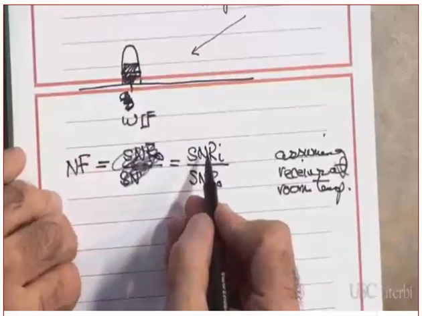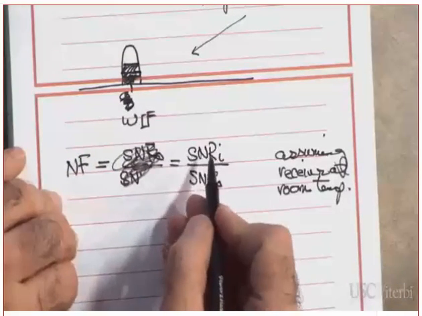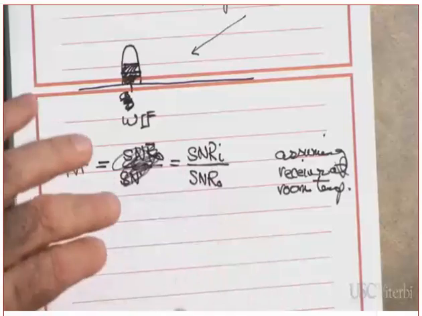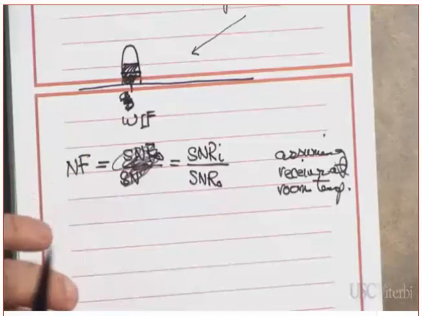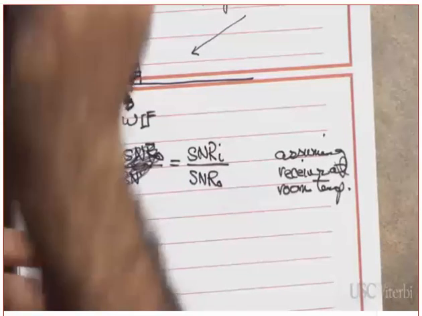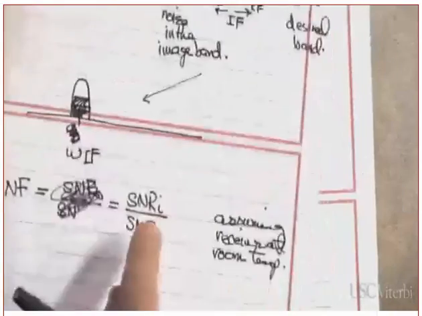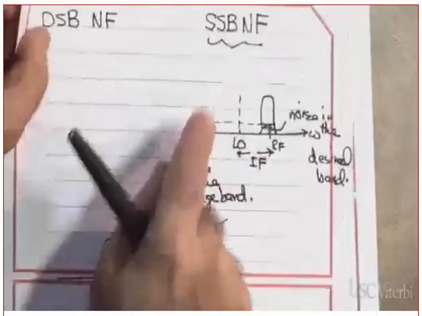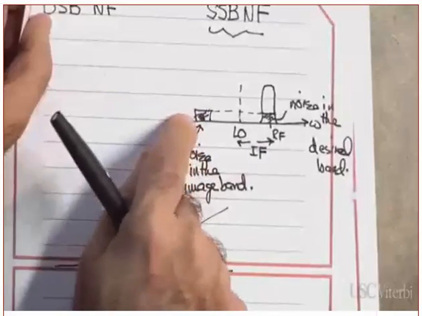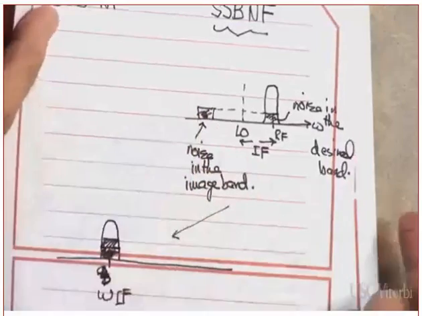Now, when I say signal to noise ratio at the input, what am I talking about? At the desired band. At the desired one. Yes? But there is another component of the noise, which is from the image. Did you get this or not?